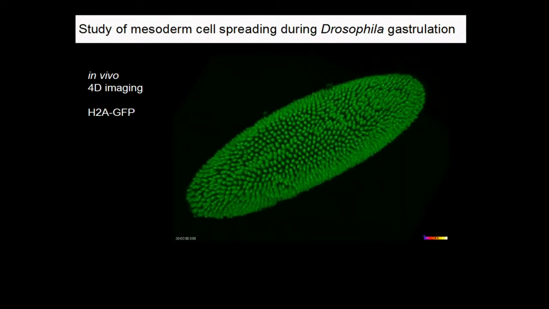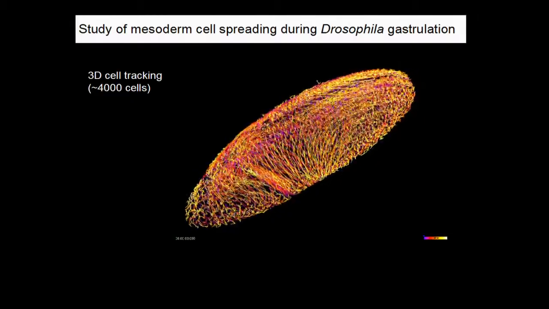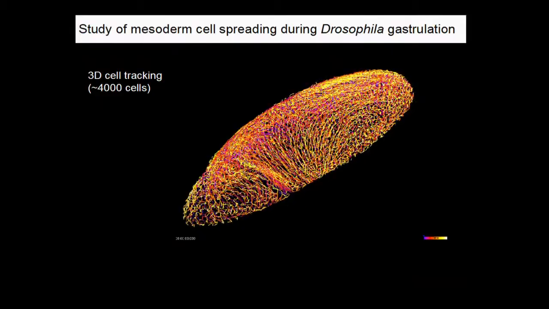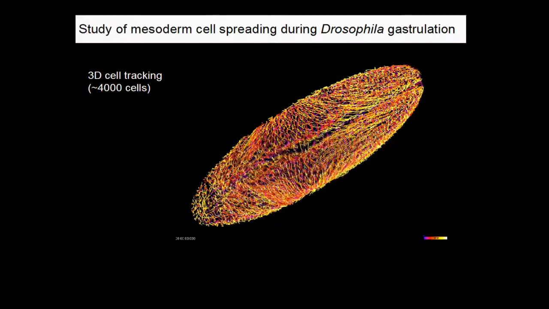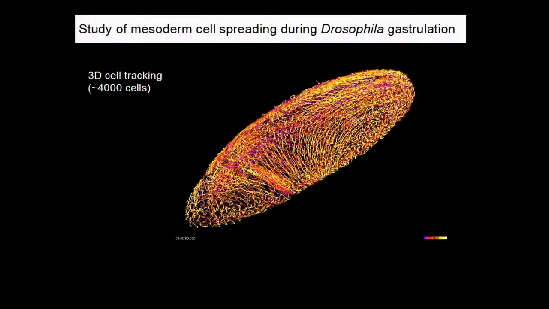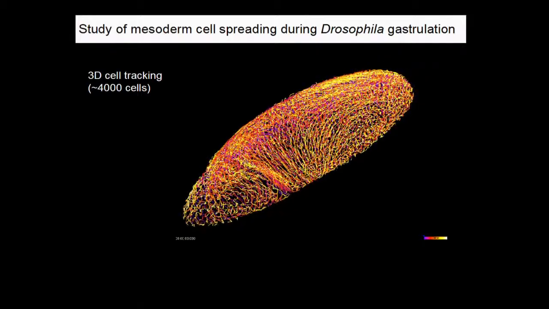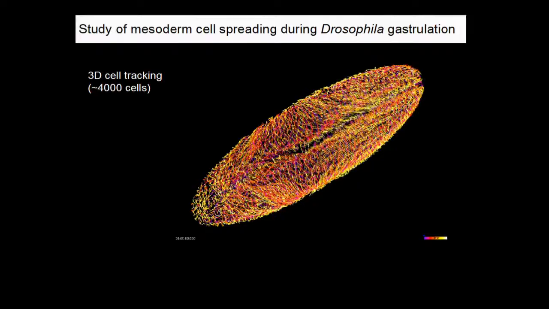We look at the entire embryo, and then we can track the cell movement. So this is a representation of the trajectories of the cells. The color code for the time here is blue at the beginning and yellow at the end of the process. And what you start to see here is that it's a big mess. It's really hard to understand what's going on, especially when you are not familiar with the process.